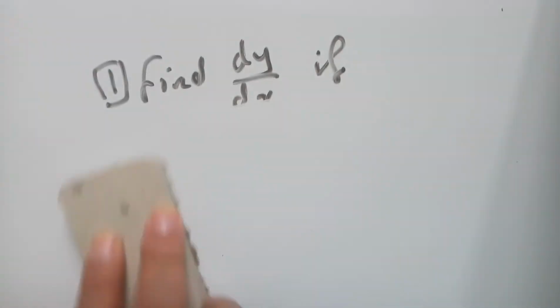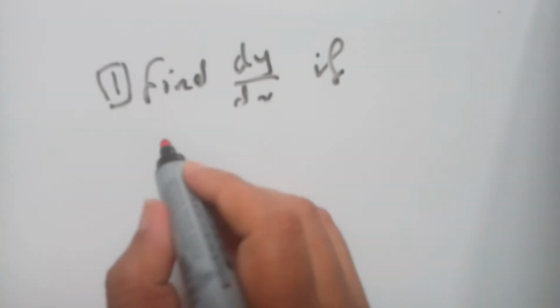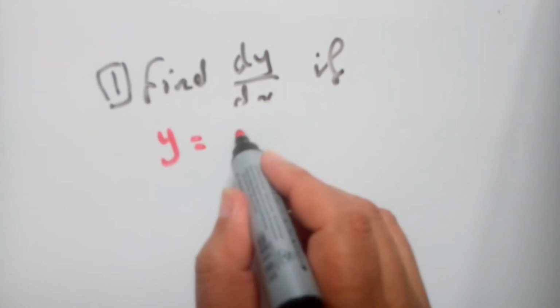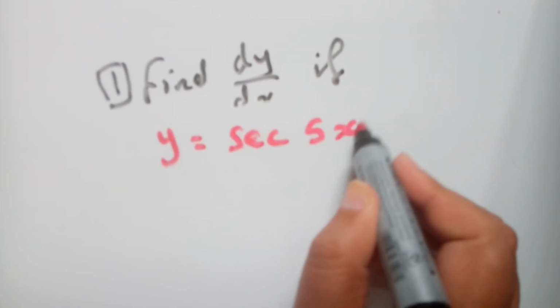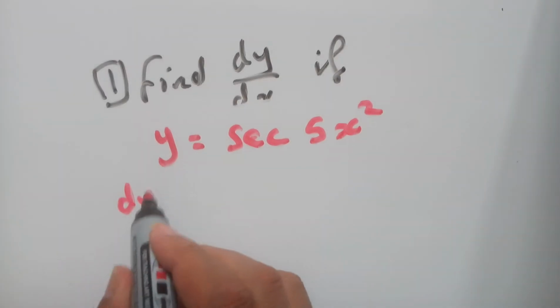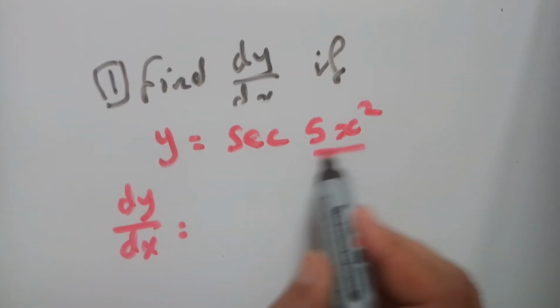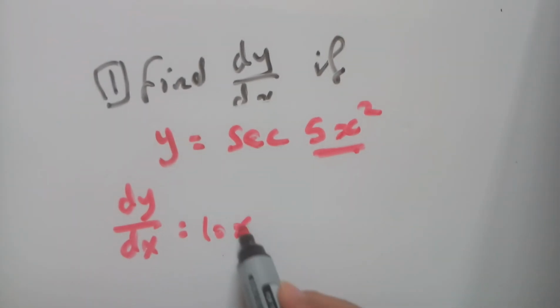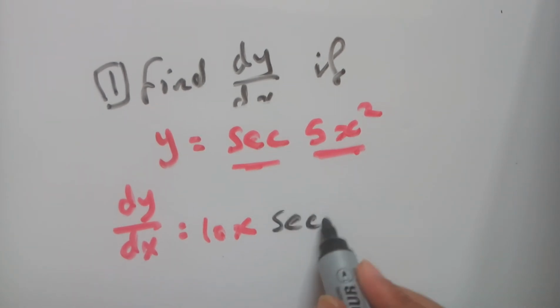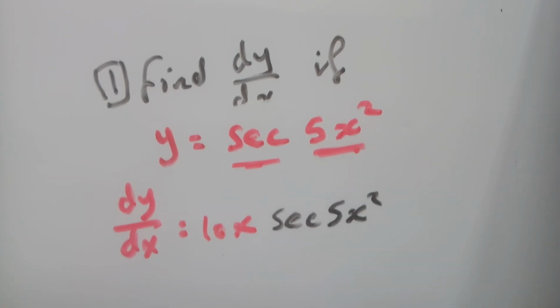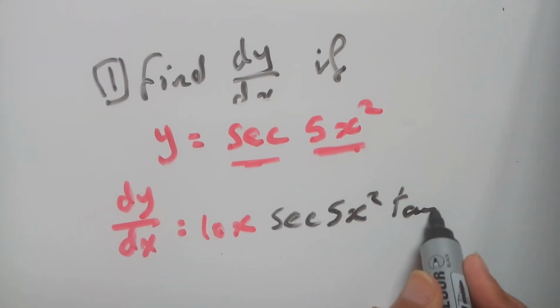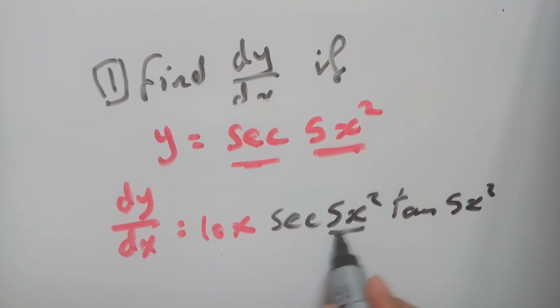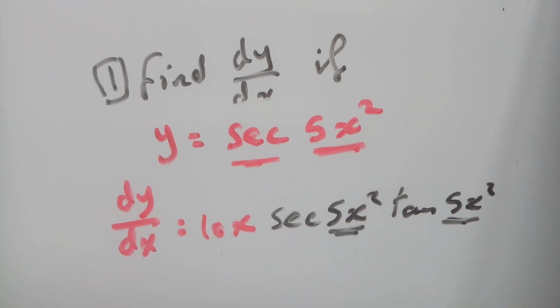Example 2. Find dy dx if y is equal to secant 5x squared. Then dy dx is the derivative for u, u prime: 5x squared, it is 10x. What is the derivative for secant? It is secant tangent. Then it will be secant 5x squared, tangent 5x squared, that is, secant u tangent u.